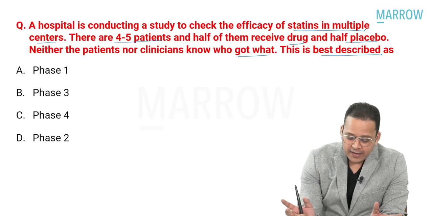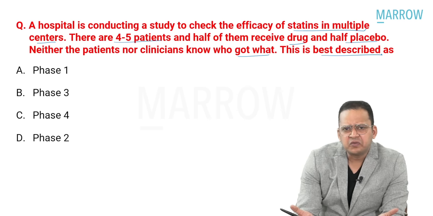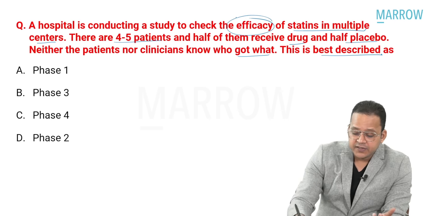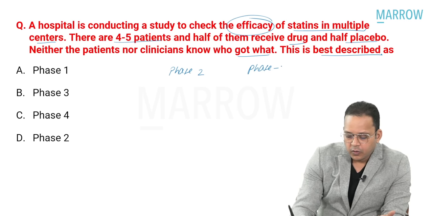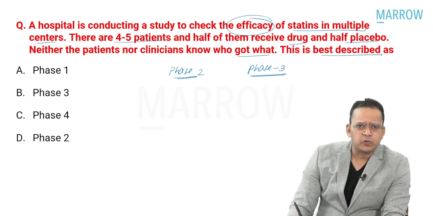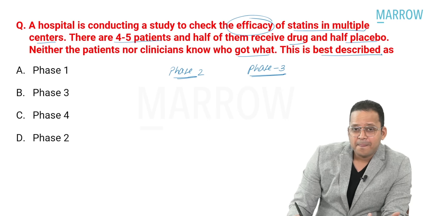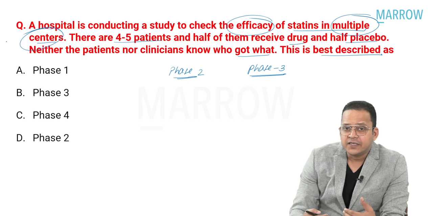Now see, you look at the number of patients and you tend to get confused, like only 4 to 5 patients, right? But there is a clue. Where does the answer lie here? Checking efficacy means you get the clue. It can be either phase 2 or phase 3. I don't know why they've given 4 to 5 patients, or is it a recall bias? I don't know. But there is a clue that will tell us, is it phase 3 or phase 2?